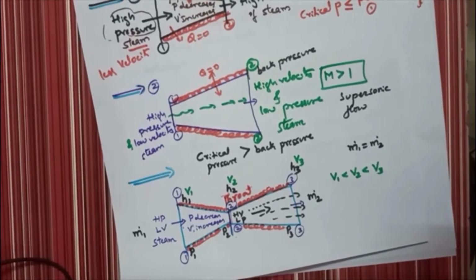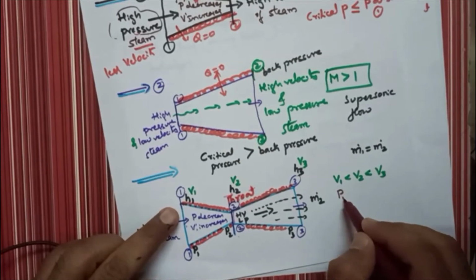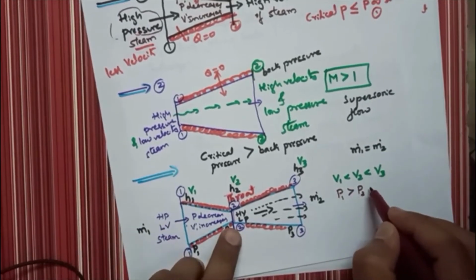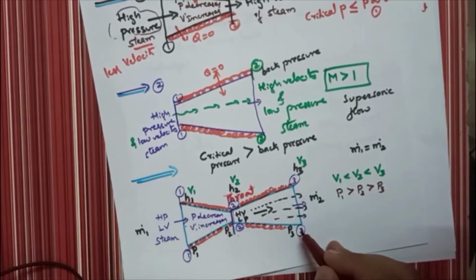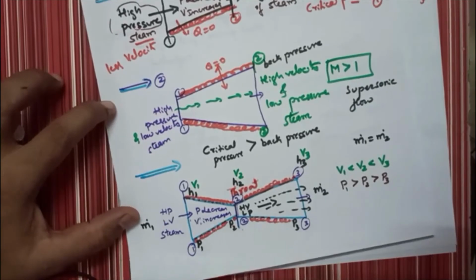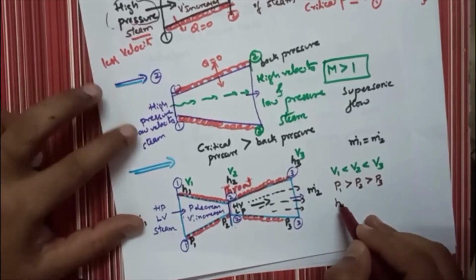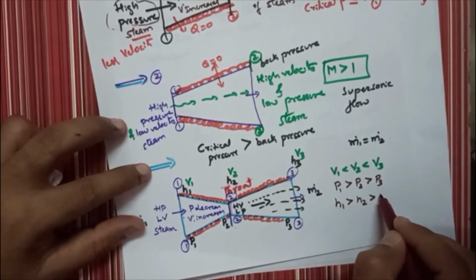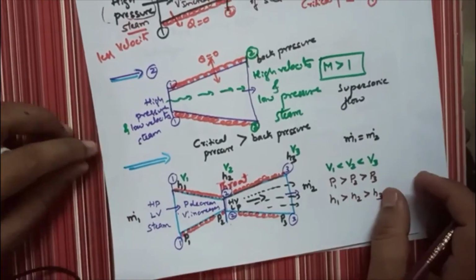Similarly, if you write for pressure, p1 is more because it is high pressure at the inlet. Again p2 is higher than p3. p3 is the pressure at the last section. It is less pressure compared to 1 and 2. And similarly, enthalpy h1 at the inlet is much greater than h2, and h2 is again greater than h3. So these are the 3 parameters.